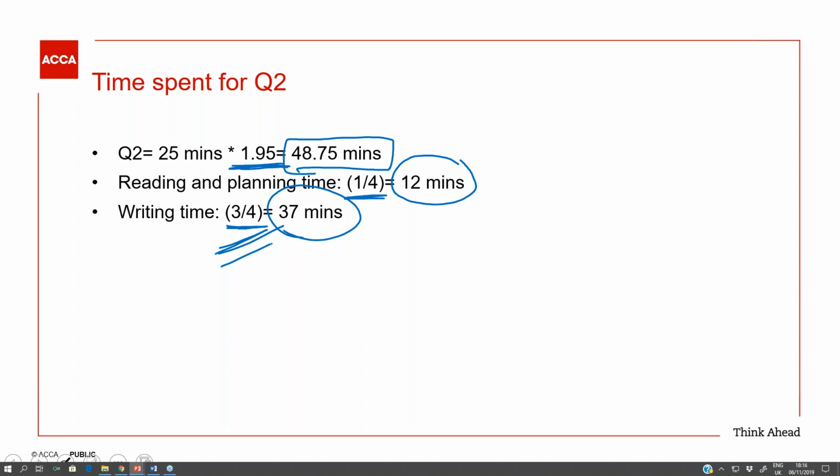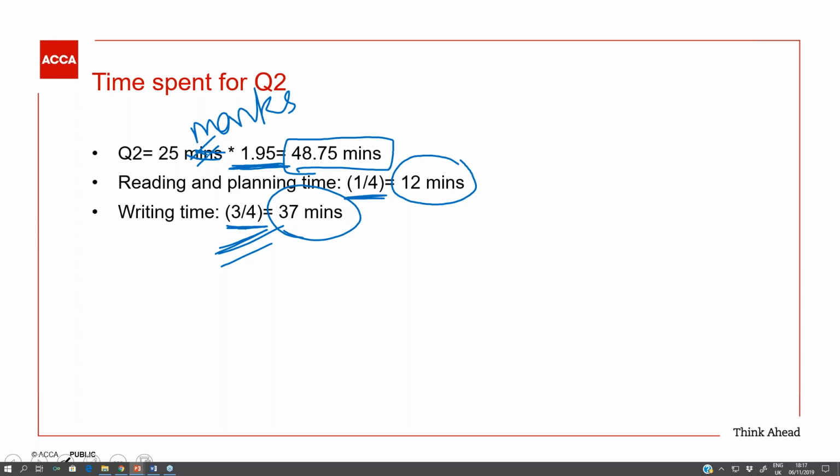So we have question two, which is worth 25 marks. And when you multiply the 25 marks with 1.95 minutes, you get a total time of about 49 minutes to do this question. From the 49 minutes, you have 12 minutes for the reading and planning time, and 37 minutes of writing time. So you have 25 marks in question number two, and 49 minutes to do it.